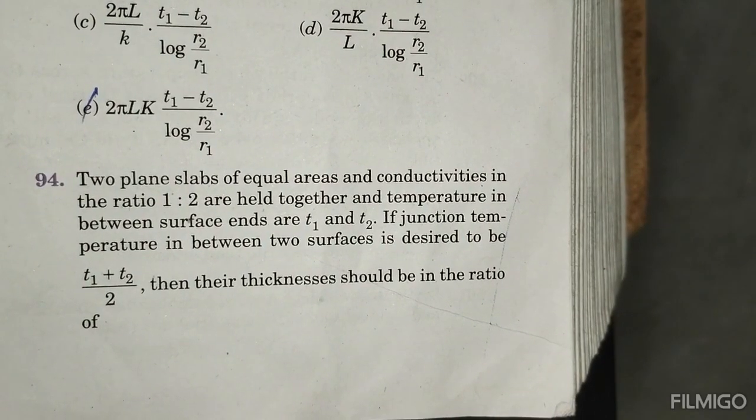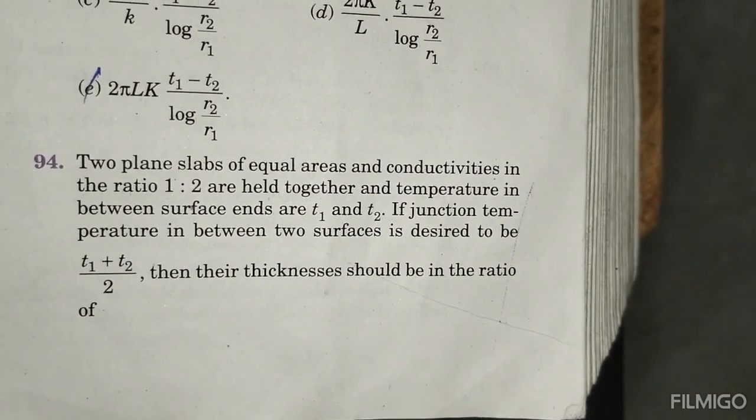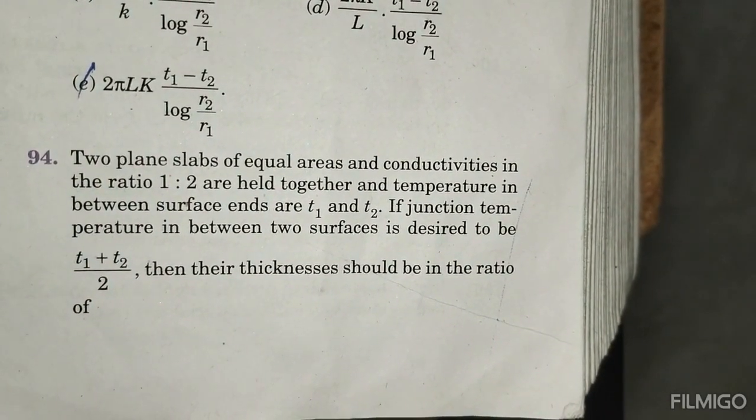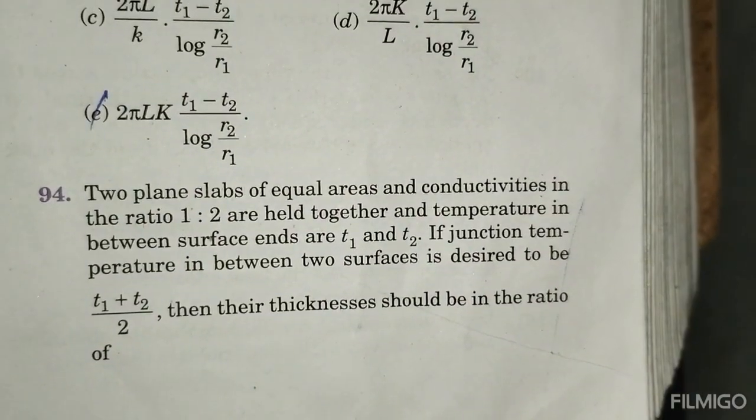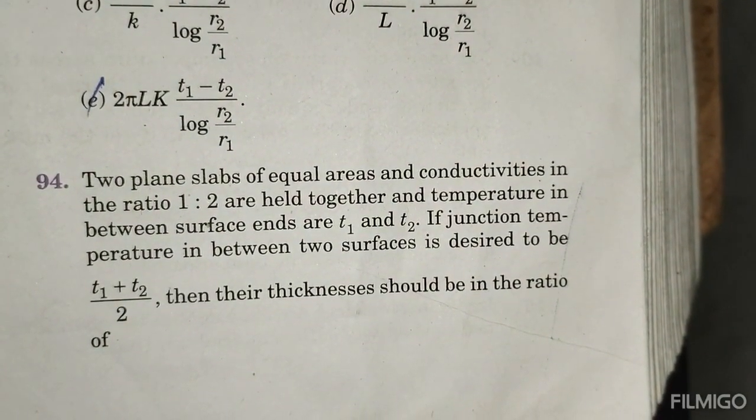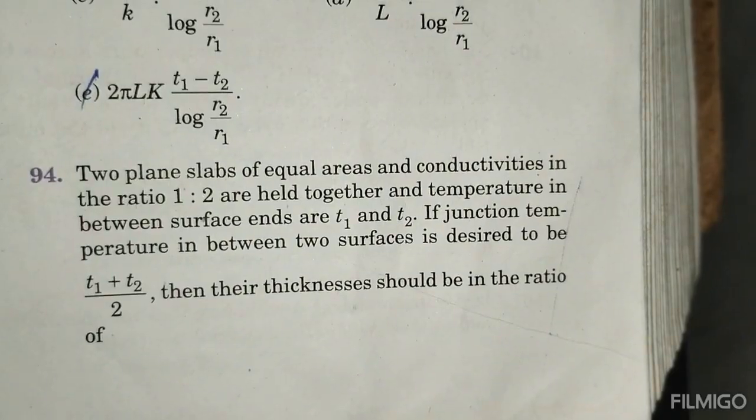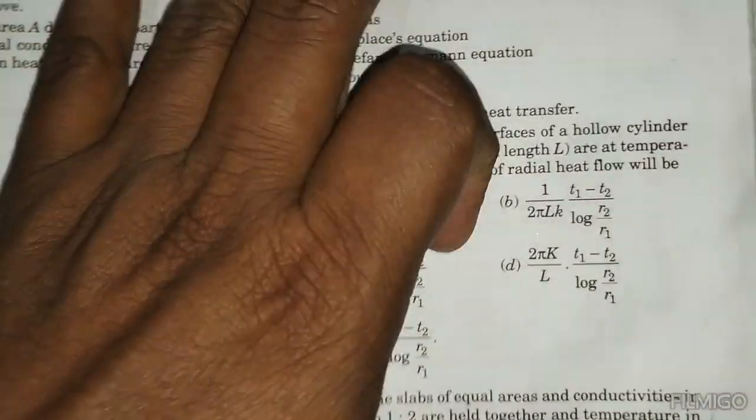Two plane slabs of equal areas and conductivities in the ratio 1:2 are held together. The temperatures at the outer surfaces are T1 and T2, and the temperature between the two surfaces is (T1 + T2)/2. Then the thickness should be in the ratio of 1:2.